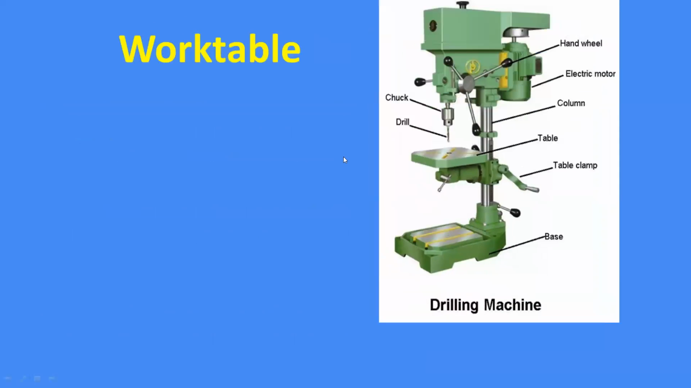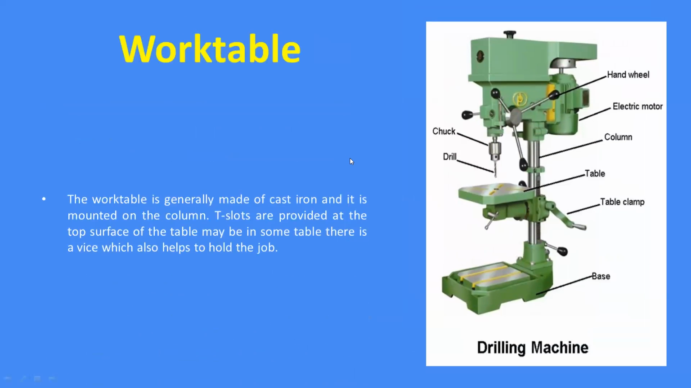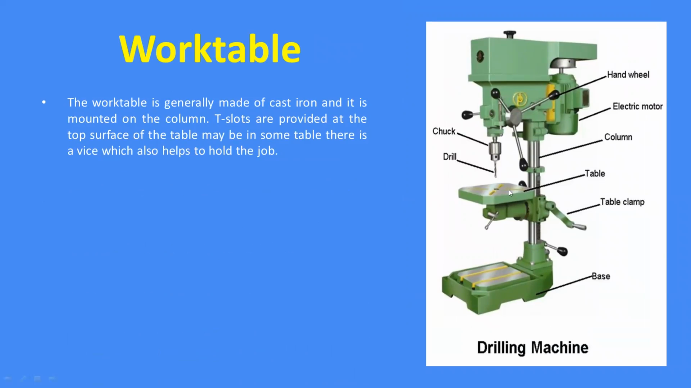Next one is the work table. So this is the work table. This work table is generally made up of cast iron and it is mounted on the column, as we have discussed previously in the previous slide. This table is mounted on this column, and you can see the T slots are provided on the top surface of the table, and maybe in some tables there will be a vice.